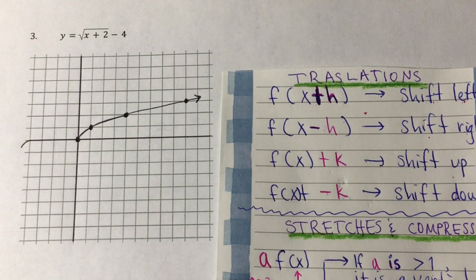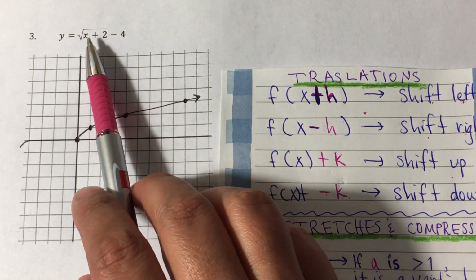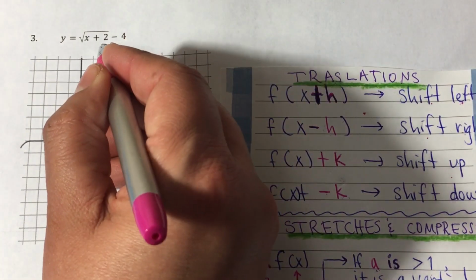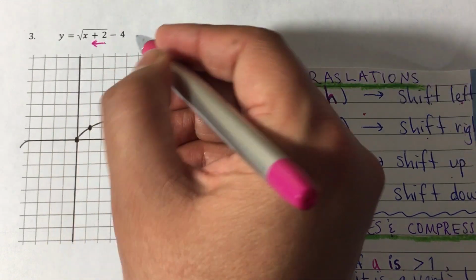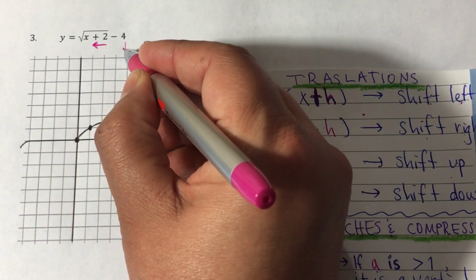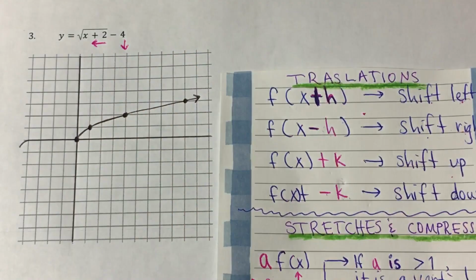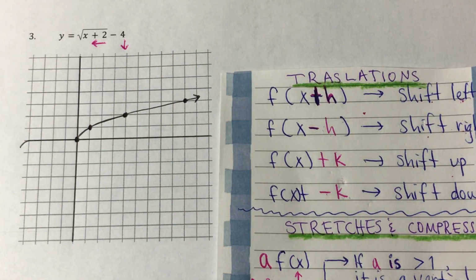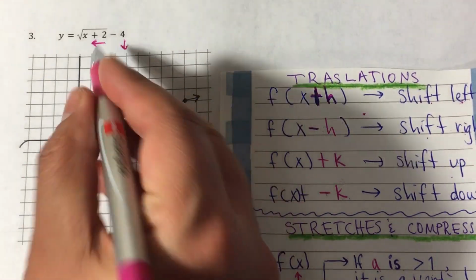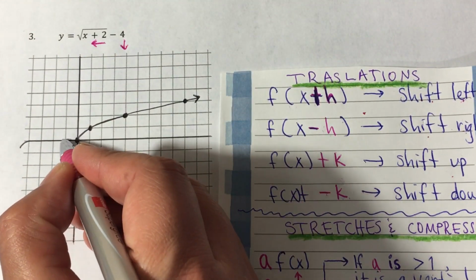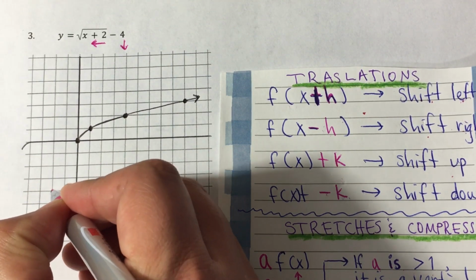Okay, for number 3, we have plus 2 inside. That means that it's going to go opposite. Inside is always on x, but the opposite. On y, again, it's going to go down. If it was positive, it would go up. Okay, so 2 spaces to the left and 4 down. And we will do that to every point. So 2 spaces to the left is 1, 2, and 4 down, 1, 2, 3, 4, right there.